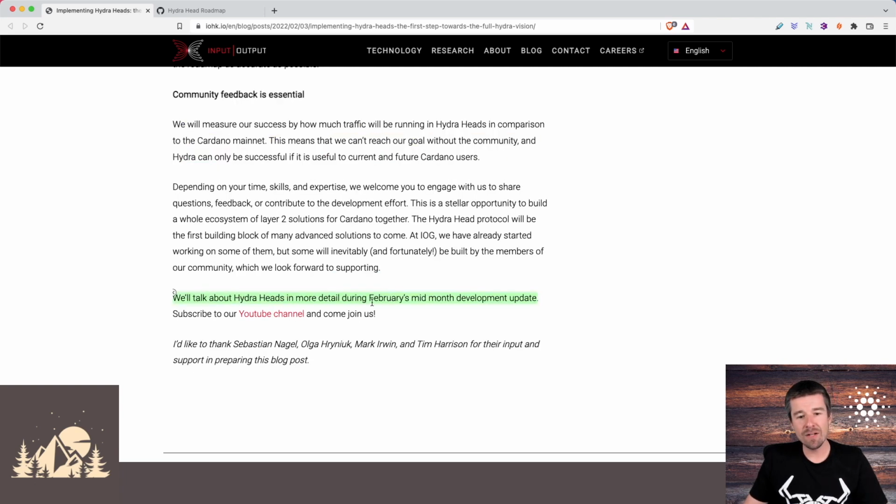We're gonna hear more about the Hydra Heads in February's mid-month update, and we'll let you know the highlights of that when it comes out. And obviously, as we get close to these major release dates of this iterative release cycle, we'll let you know the things to expect as we're getting to these different hard fork events.